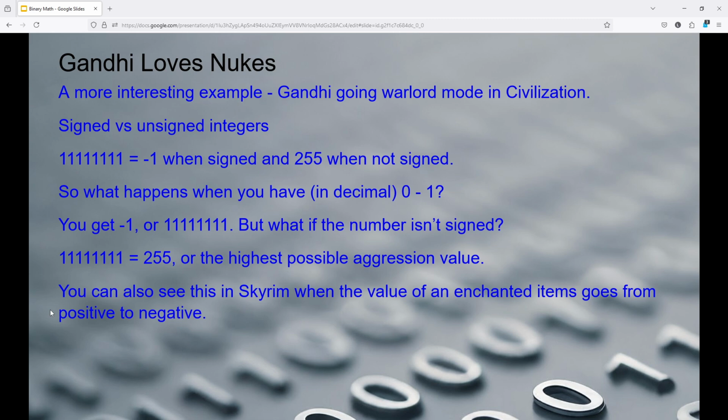You can also see this kind of effect happening in, say, Skyrim. If you do an enchant loop over and over again, the value of an enchanted item goes up to 2 billion and change, and then all of a sudden becomes massively negative and usually crashes the game. It's because you overflowed the bits and the number went from being positive to negative. So yeah, that's why we care about wanting to be able to do this math and knowing what binary values equal decimal values and vice versa.